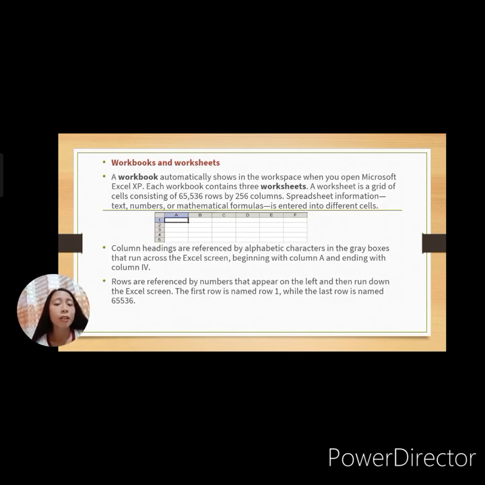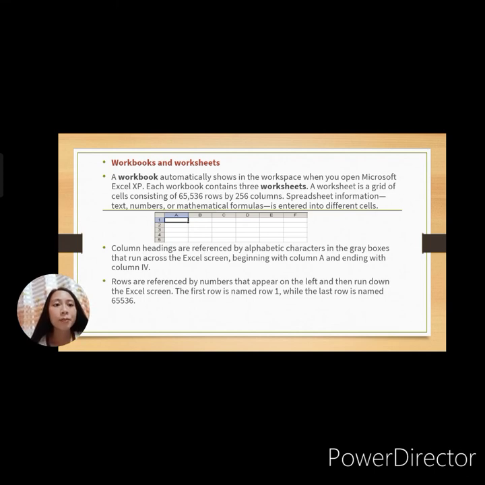Workbooks and worksheets. What is a workbook? A workbook automatically shows in the workspace. When you open Microsoft Excel, each workbook contains 3 worksheets, the worksheets 1, 2, and 3. A worksheet is a grid of cells consisting of 65,536 rows by 256 columns. Spreadsheet information, text, numbers, or mathematical formulas is entered into different cells.